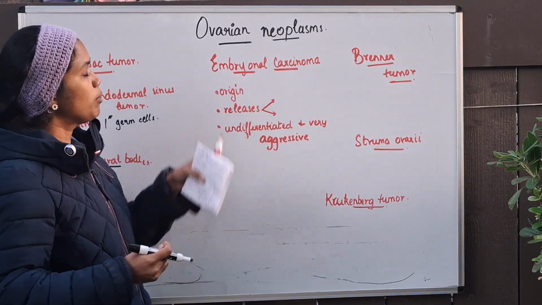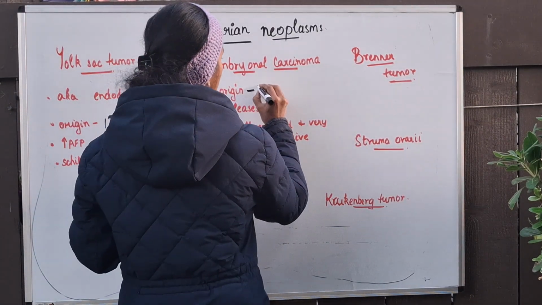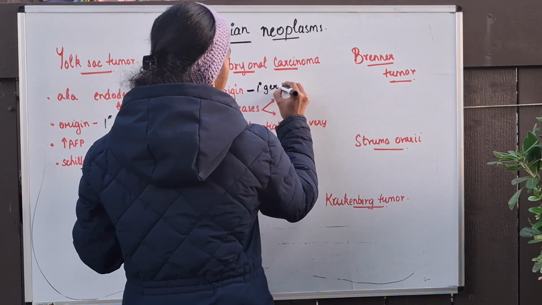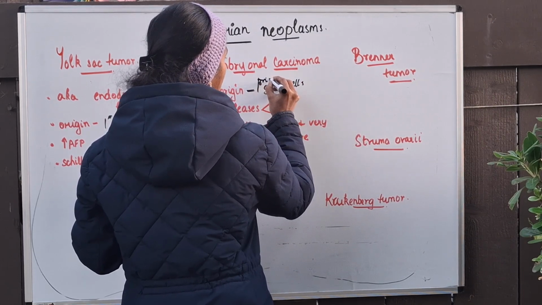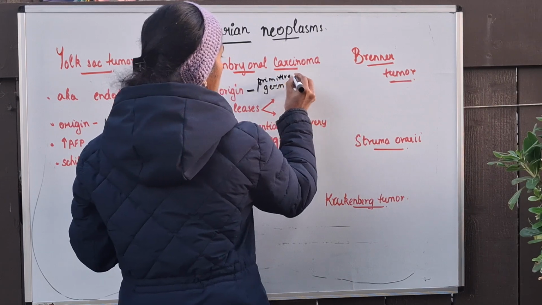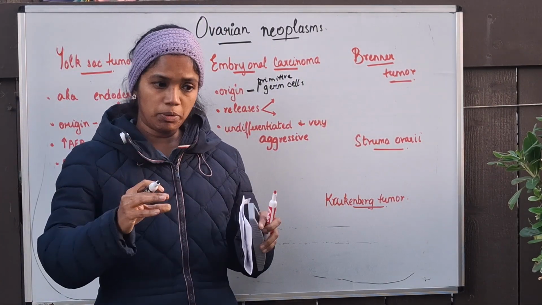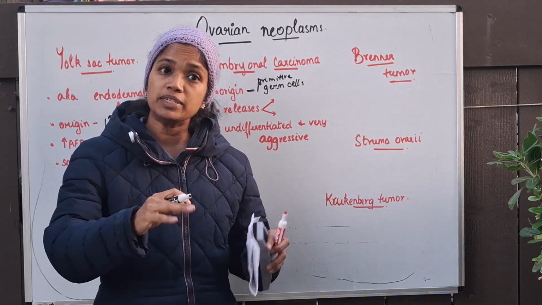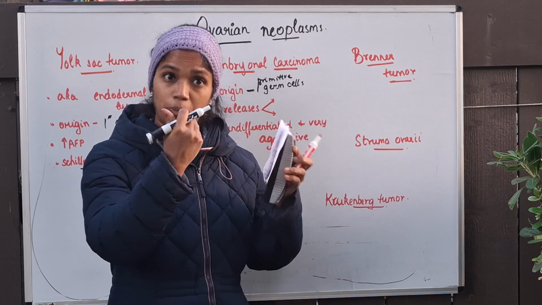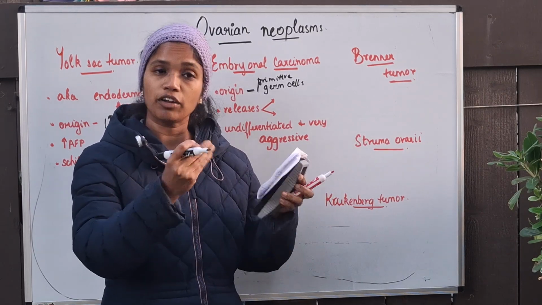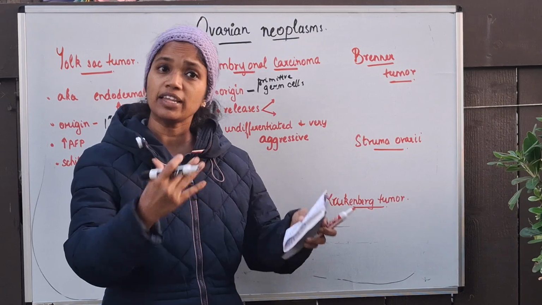What do we know about the embryonal carcinoma? Embryonal carcinoma also arises from the primitive germ cells. The primitive germ cells can give rise to any part of the fetus. So it can form a placenta, it can form the amniotic sac, it can form the fetal bones, it can form the fetal organs, anything.